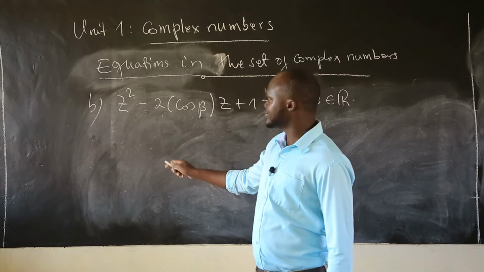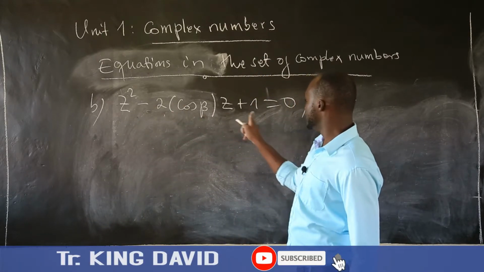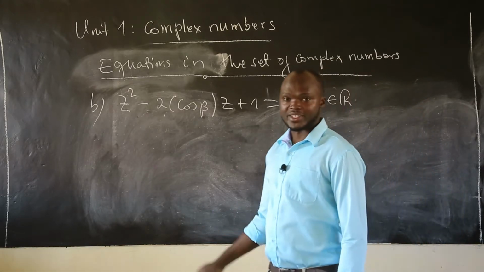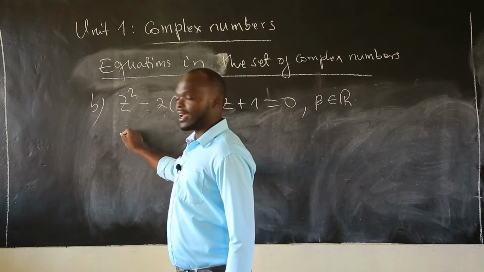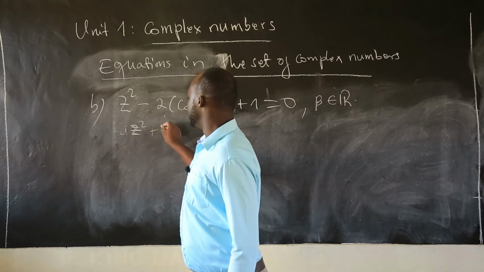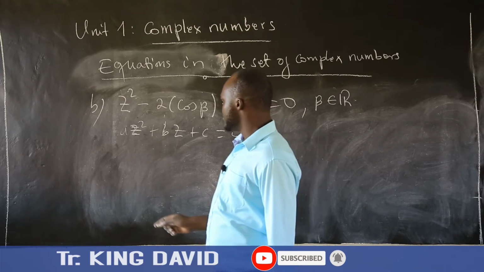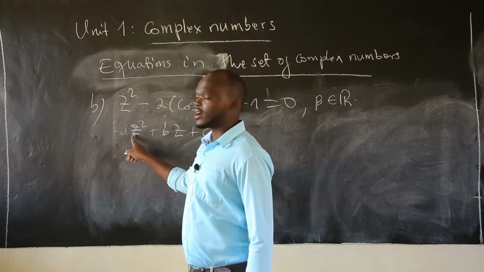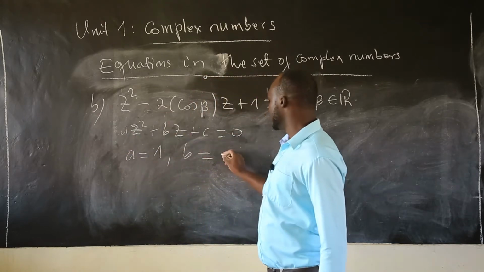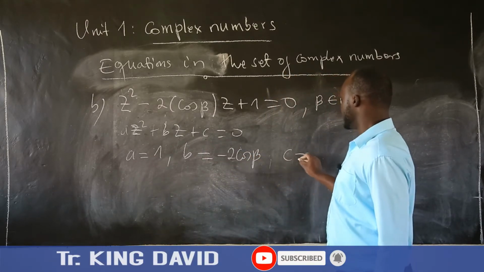So we have z squared minus 2 cos beta times z plus 1 equal to 0, where beta is a member of the real numbers. So we're going to find the value of z. When you compare with az squared plus bz plus c equal to 0, you see our a, the coefficient of z squared, is 1. The coefficient of z here is negative 2 cos beta. Our constant c is equal to 1.